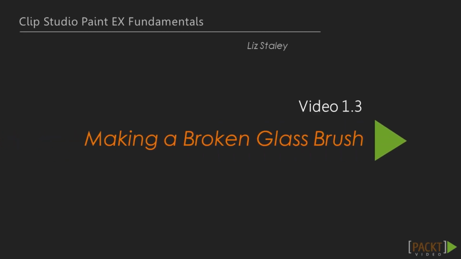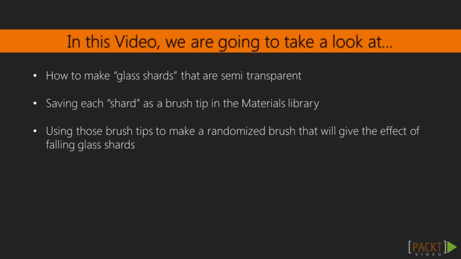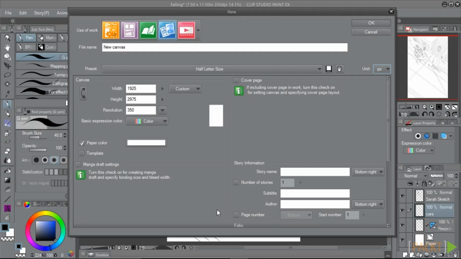Hi, and welcome back. In the previous video, we created a textured inking brush. In this video, we're going to learn how to create a brush that will help us automate an otherwise repetitive drawing task. In this case, it's creating broken glass shards for an illustration. So let's get started. To start with, we need to make some glass shards.